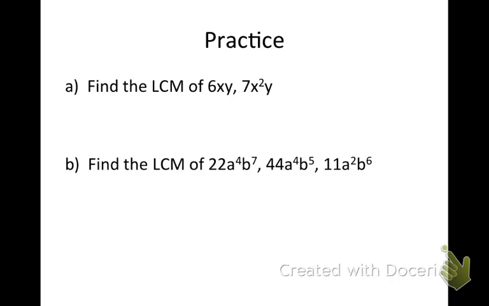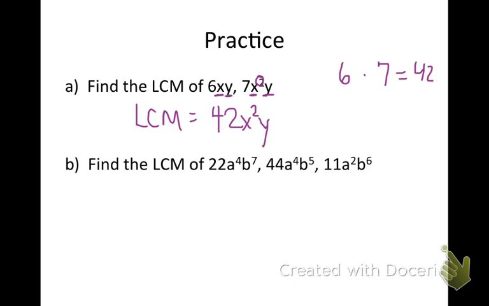So I'm going to compare. Okay, I'm going to do the numbers. I'm going to do 6 and 7. Well, since 7's prime, I know that these two numbers are already relatively prime, so instead of doing a ladder, I'm going to go ahead and multiply them. So 6 times 7 is 42. So for my LCM, the number part will be 42. Now let's compare the variables. X to the 1st power, x squared, so x squared is in there. Y to the 1st power, y to the 1st power, so y is in there.